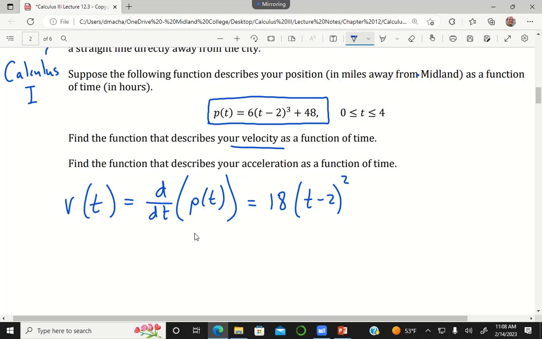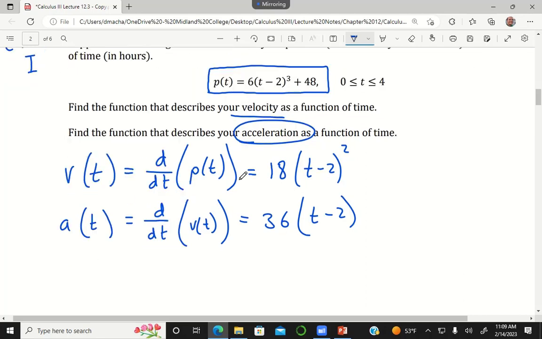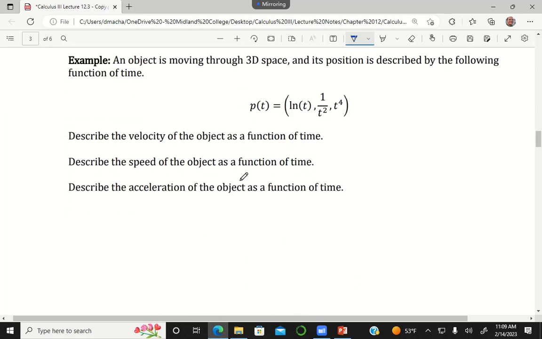And then if you want to find your acceleration as a function of time, acceleration is just the derivative with respect to time of your velocity function. So that should just be 36 times (t minus 2). So we've just worked one example. It's an old example from Calculus 1, where you maybe remember if you're given a position function, you can find the velocity and acceleration just by taking the derivative with respect to time. So then we're all caught up, and we remember Calculus 1.